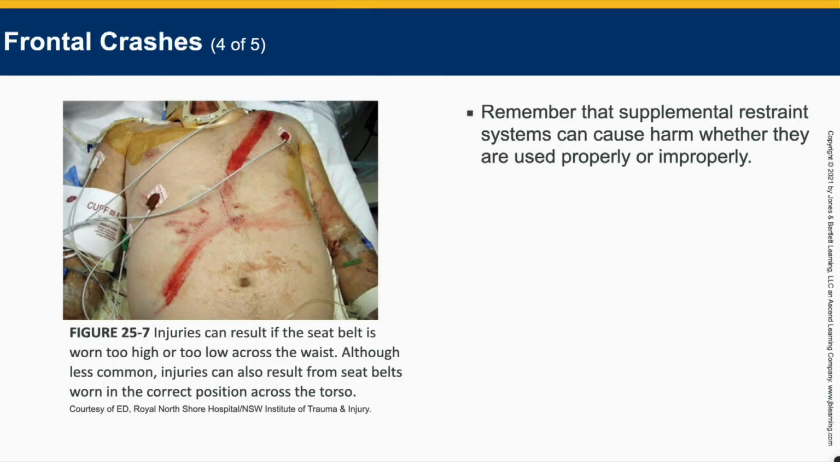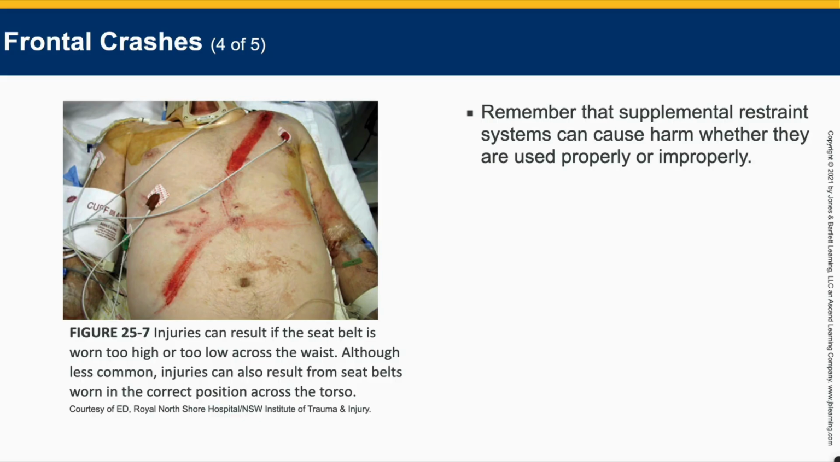Now, this is an important reminder also. Supplemental restraint systems can still cause injury, even when they're used appropriately. Seatbelts, for example, can leave what we call a seatbelt sign, bruising across the chest or abdomen, and that should immediately raise concern for underlying internal injuries, especially to the abdomen.